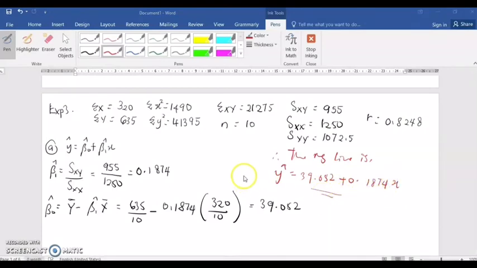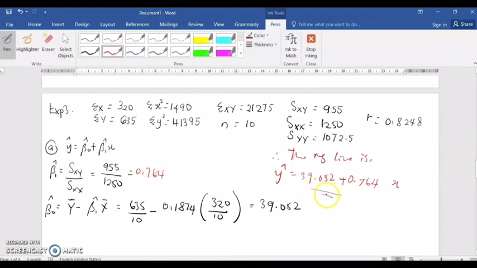Okay, I'm sorry, I think it is wrong at this part. I took it from the previous one. This one is wrong, the value should be 0.764. So 955 divided by 1250, we will get 0.764.